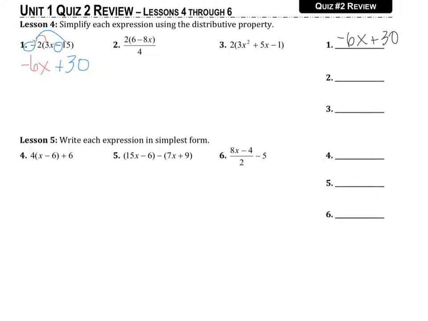Please make sure you're writing your answers on the answer key over here on both the review and the quiz.